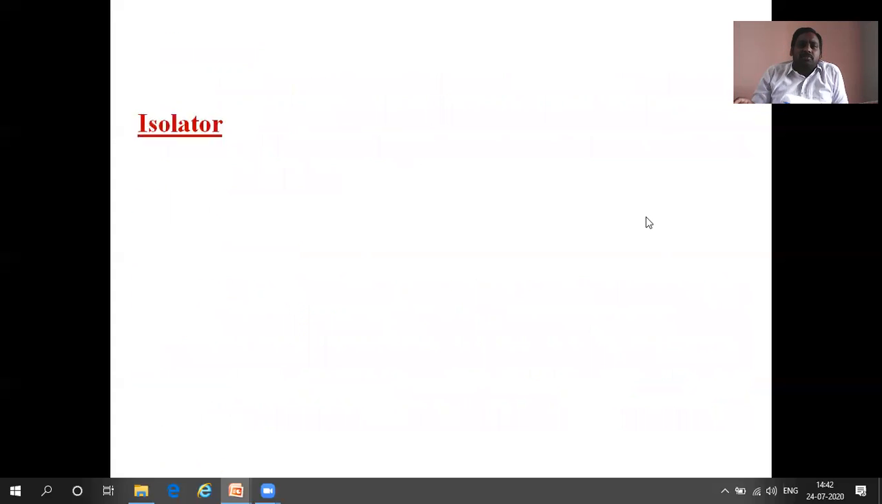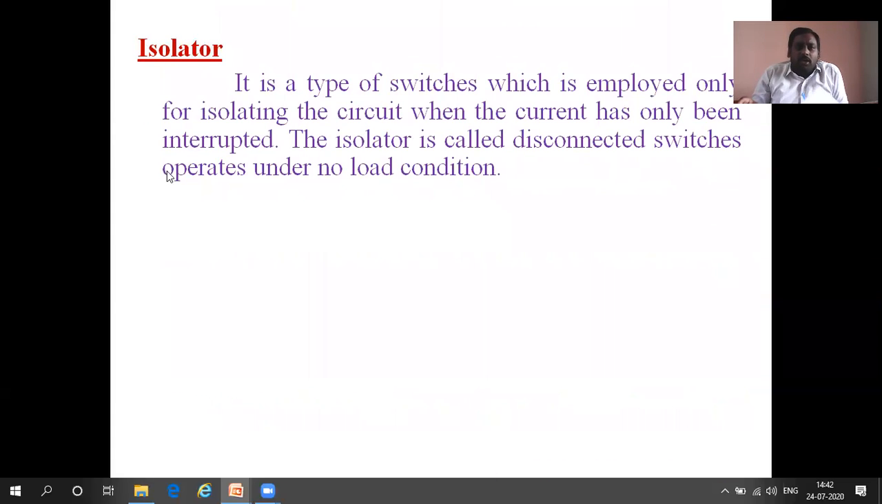Next one is the isolator. An isolator is a no load switch. Because under no load condition, in order to open the switch, an isolator can be used. It is a type of switch employed only for isolating the circuit when the current has been interrupted. The isolator is called a disconnecting switch, and operates under no load condition, which can be used for disconnecting.